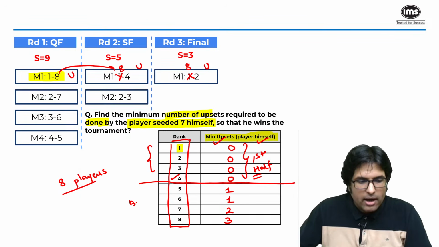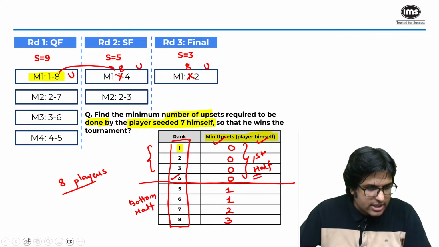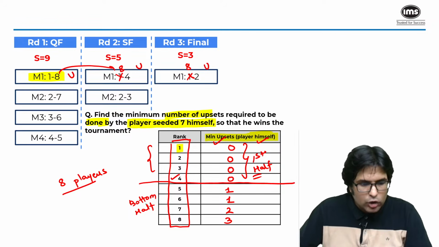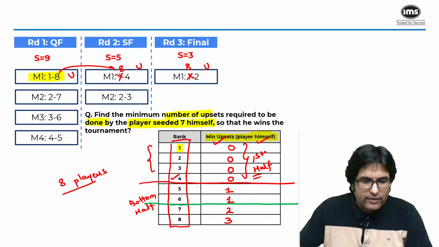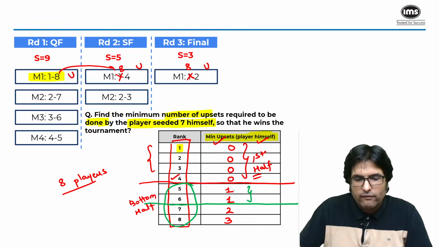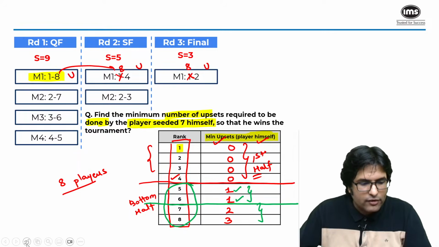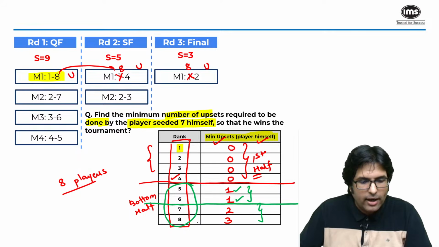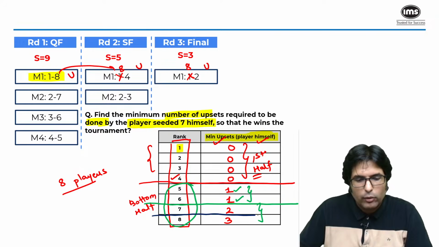Then for the bottom half, again divide it into 2 parts. So I'll divide this and I'll change the color of the pen so that it's clearly visible. So divide this into 2 parts again. So what I have done for these players 5, 6, 7 and 8, I have divided them into 2 halves. So the first half would require 1 upset. Then whatever is left, again divide it into 2 halves. So if I now divide this into 2 halves, the list of players that I would get would be 7 and 8. The next would get 2 upsets and the last would get 3 upsets.